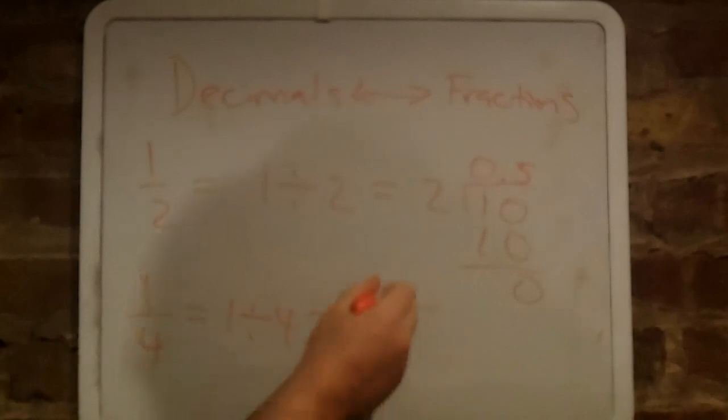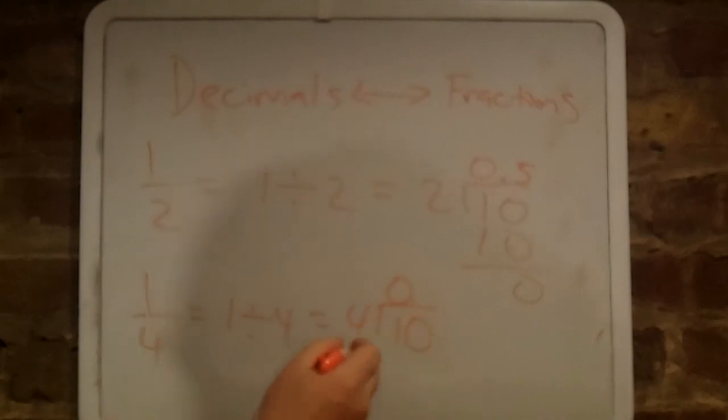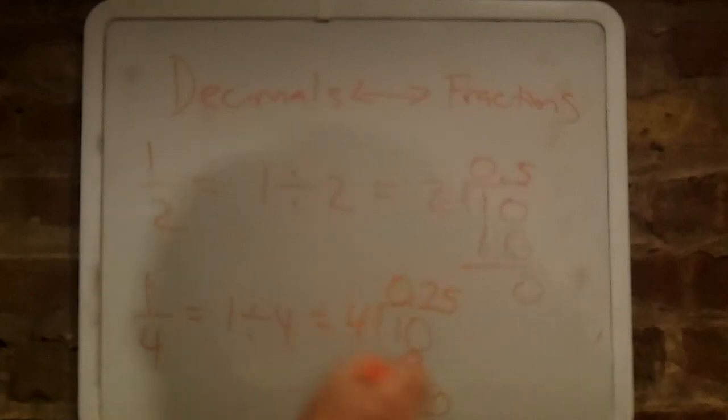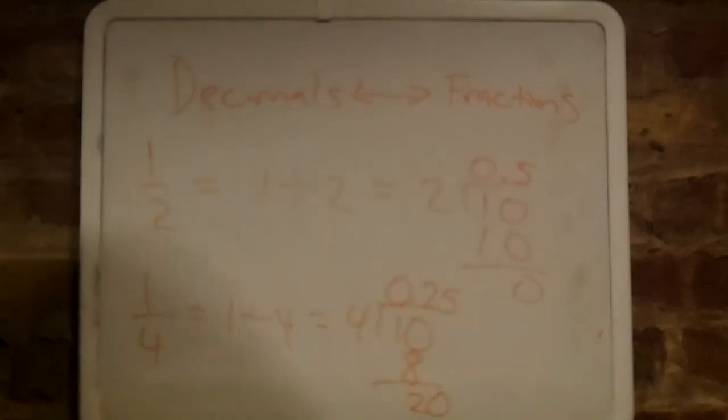Same idea, 4 can't go into 1. Write a 0, put our decimal point. Put a 0 here. 4 goes, the closest we can get is 2. 2 times 4 is 8. Subtract, bring down a 0. And then 4 can go into 25 times. So that means 1/4 is the same as 0.25.